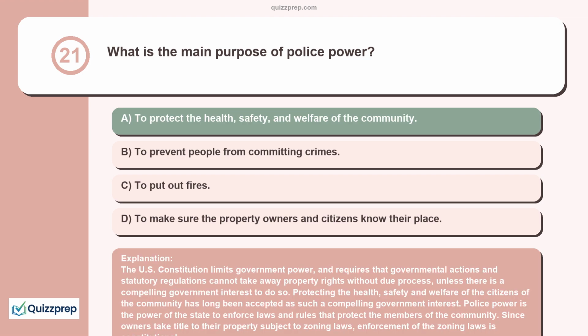The U.S. Constitution limits government power and requires that governmental actions and statutory regulations cannot take away property rights without due process, unless there is a compelling government interest to do so. Protecting the health, safety, and welfare of the citizens of the community has long been accepted as such a compelling government interest. Police power is the power of the state to enforce laws and rules that protect the members of the community. Since owners take title to their property subject to zoning laws, enforcement of the zoning laws is constitutional.